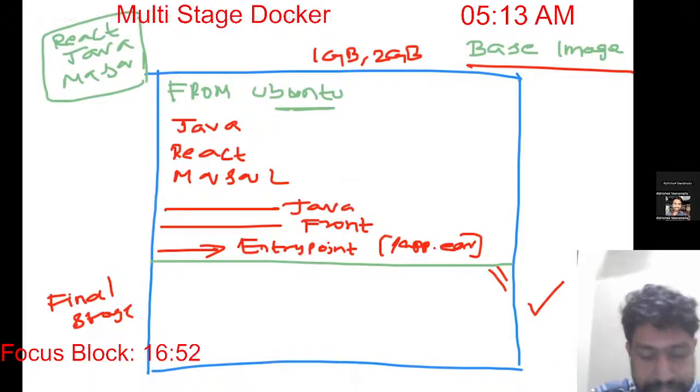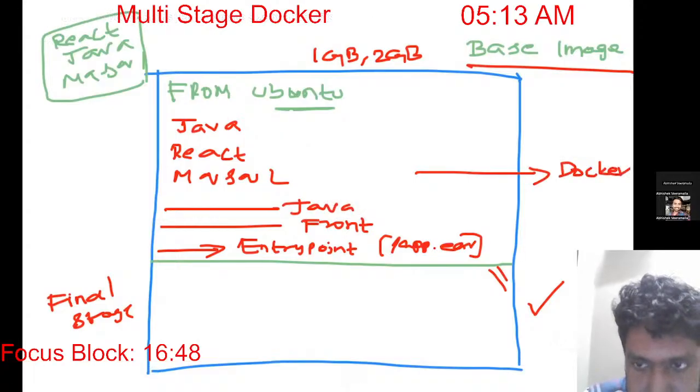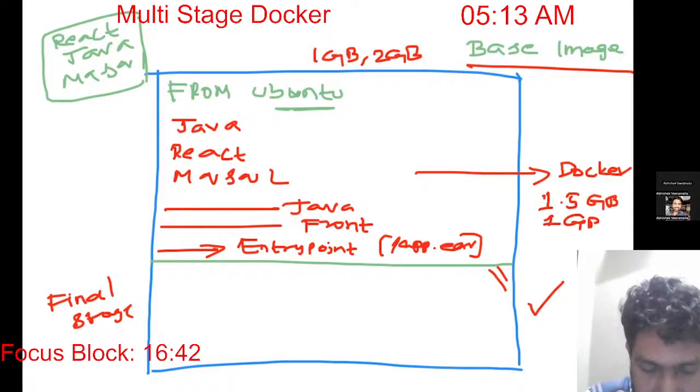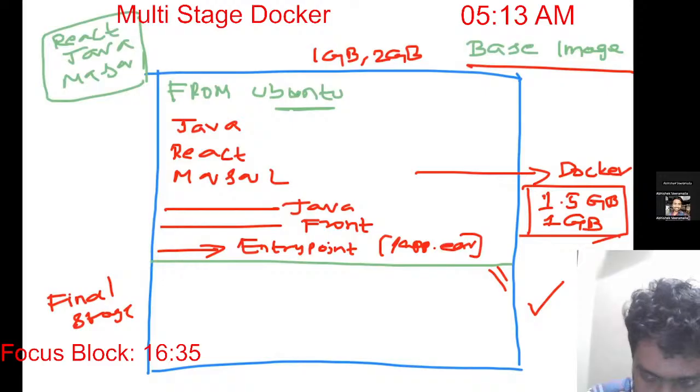The problem here would be this Docker image will go crazy, so it can even go up to 1.5 GB or 1 GB in size. So why did it go to 1 GB? Because you haven't used the concept of multi-stage Docker build, so it will be in these steps, right?